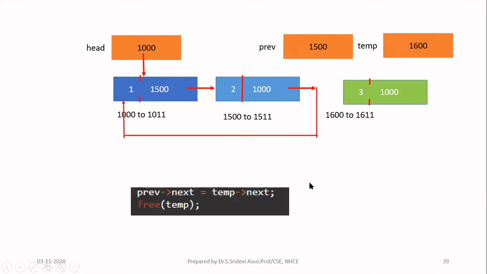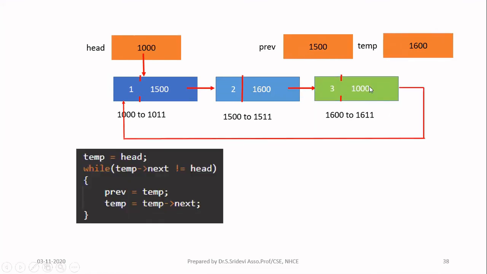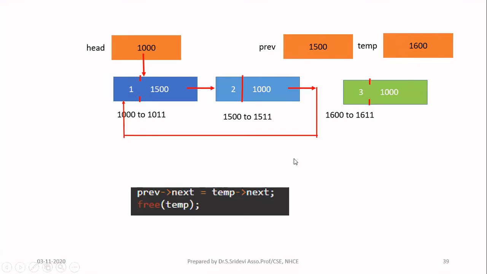Let us go to the next slide. When you come out, node 3 is pointed to by temp and node 2 is pointing to node 3. Now we are going to do some changes. The first change is we make node 2 point to node 1, because node 3 we are going to delete. How to do that? In node 2, in the link field, we have to store 1000. This 1000 is available in the next field of temp.